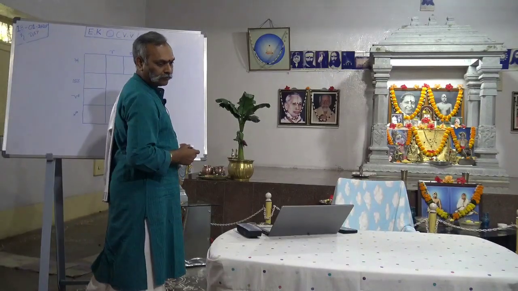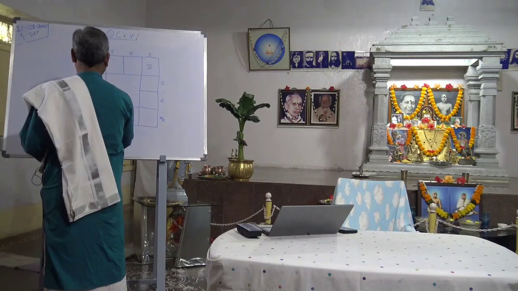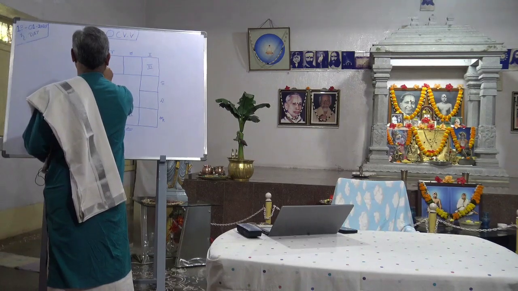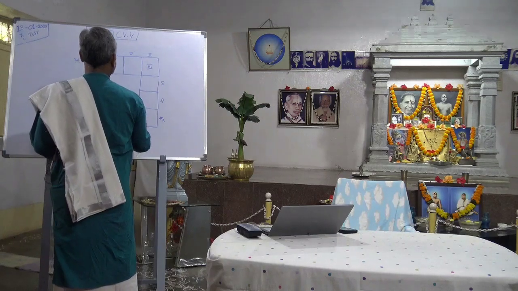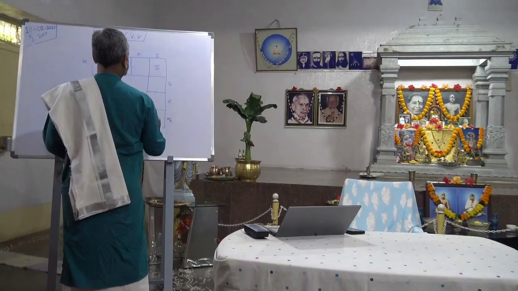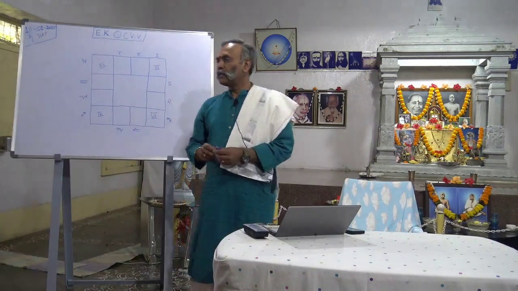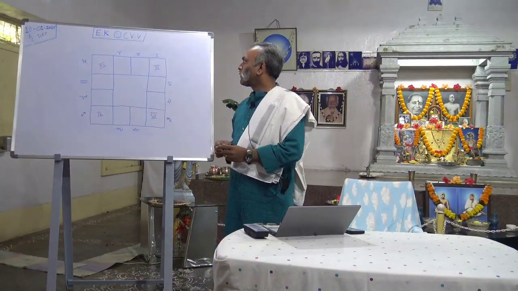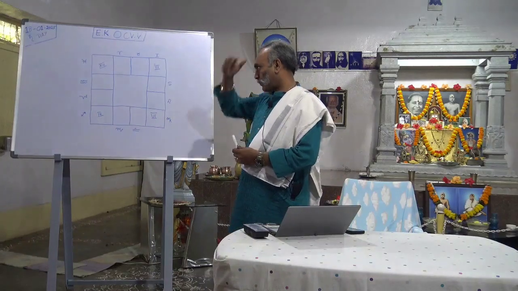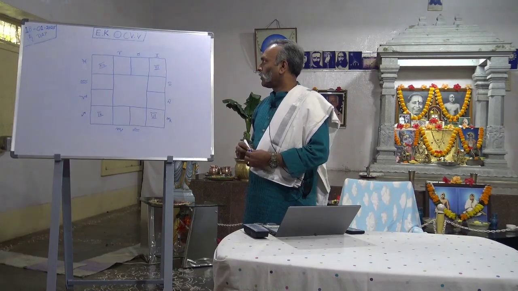The 3rd, 6th, 9th and 11th houses. So, as we discussed, the first 4 houses, 1, 4, 7 and 10, the cardinals, represent the Rajas.